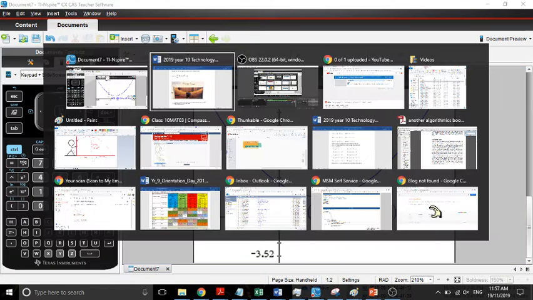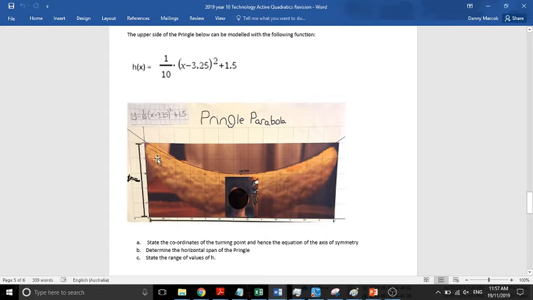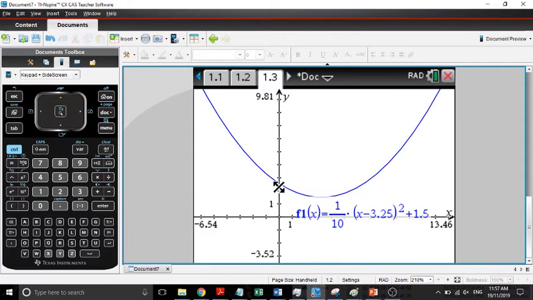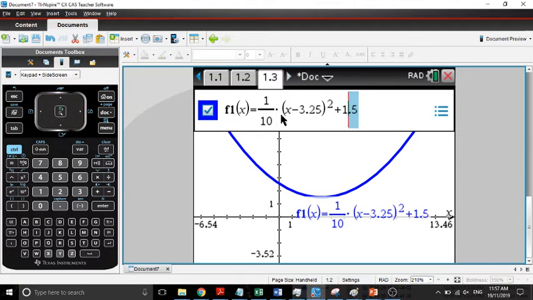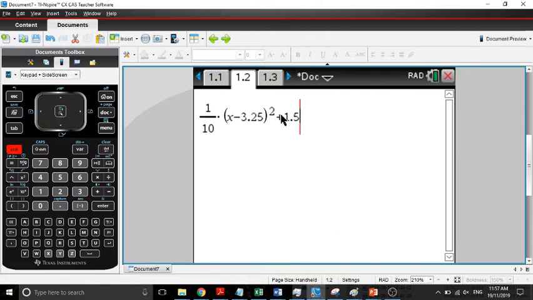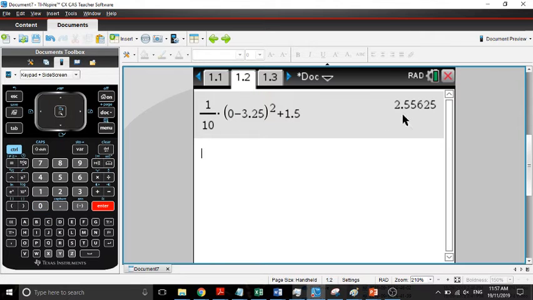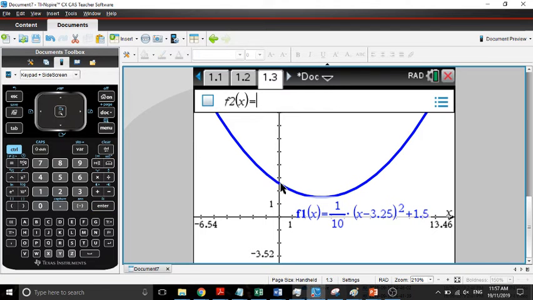So now it wants to work out the horizontal span of the Pringle. So it's starting here and going out to there. So what do we want? We want to find out what this coordinate here is. Instead of letting x be x, we're going to let x equal 0, because that's what we want. So we have a starting point of 2.5565. So here we are at 0 and 2.5565.